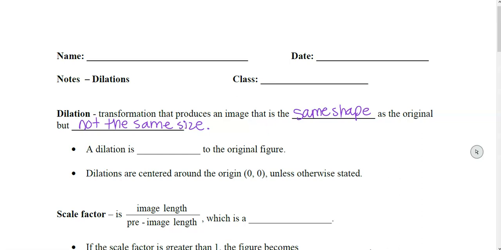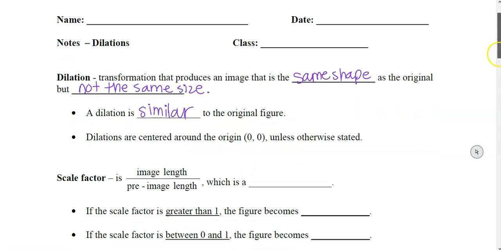Now, a dilation is similar to the original figure. So if you remember such things like proportions, it is similar to the original figure. Dilations are centered around the origin. That's something that you do not have to worry about. We do see scale factor.